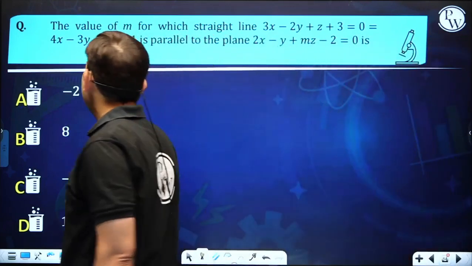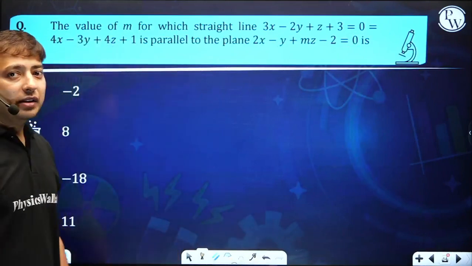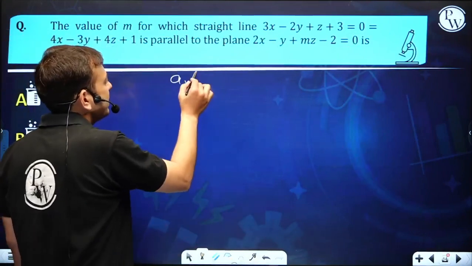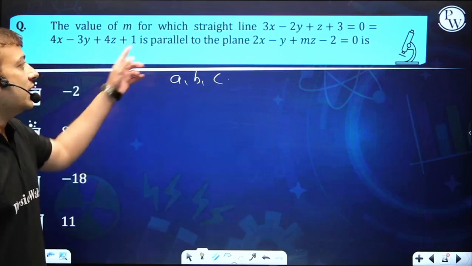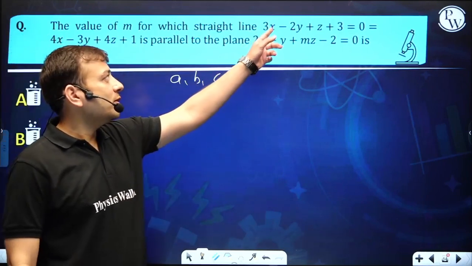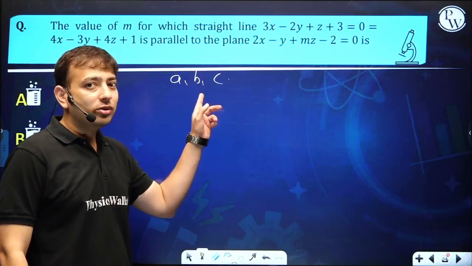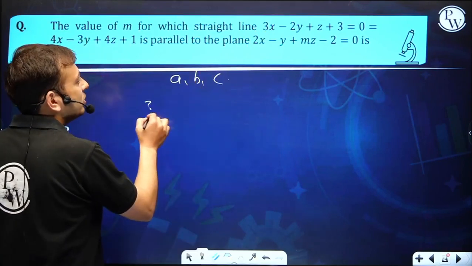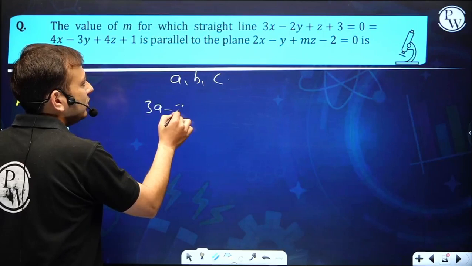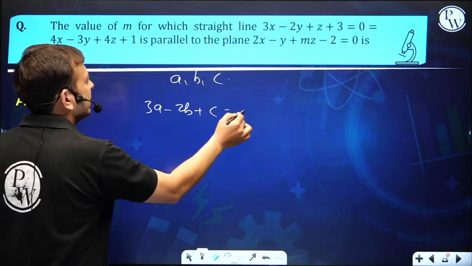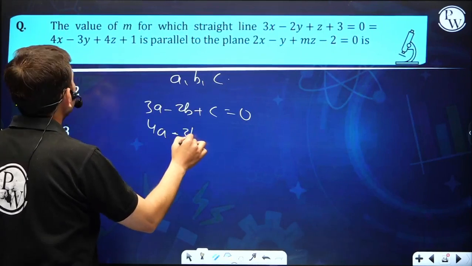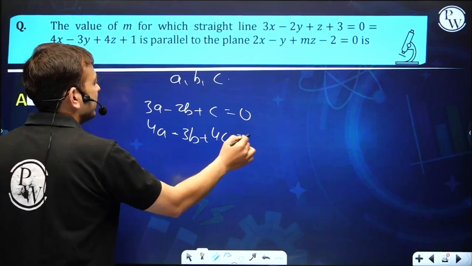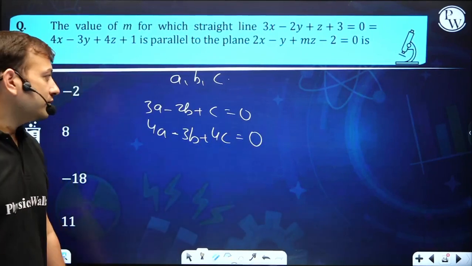The straight line is parallel to the plane. Now, let the direction ratio of the line be A, B, C. So, the normal to the plane will be normal to the line also. So, 3A minus 2B plus C equals 0, and 4A minus 3B plus 4C equals 0.